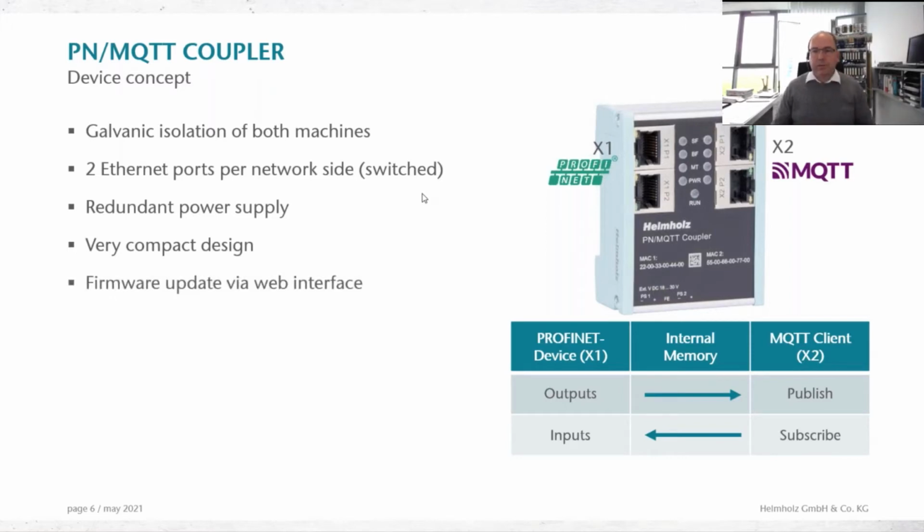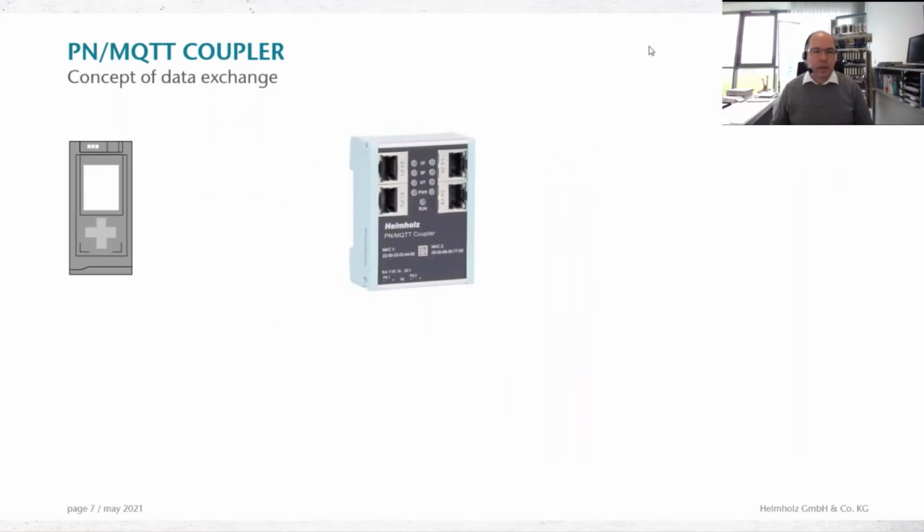We have a web interface on the device, so firmware updates, which are needed sometimes because of new features or even security fixes, are possible over the web interface. And all our PROFINET couplers, we have different PROFINET couplers, are PROFINET Conformance Class B certified. So this is for sure. You can use them in PROFINET networks without any problems.